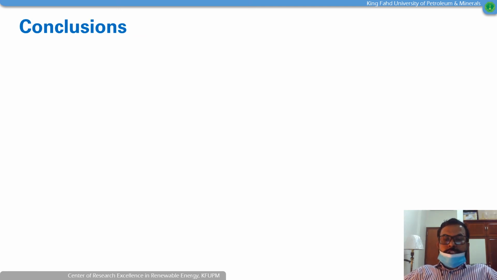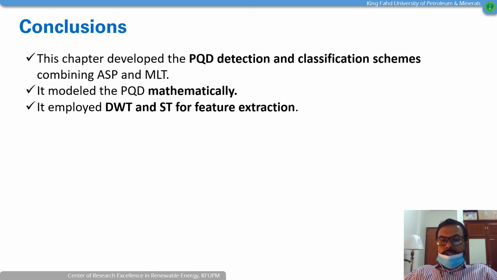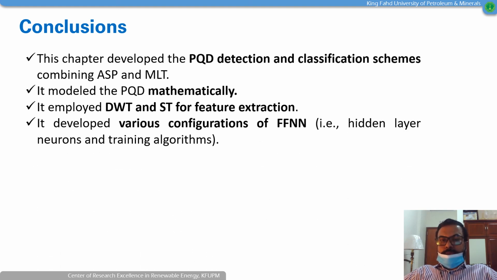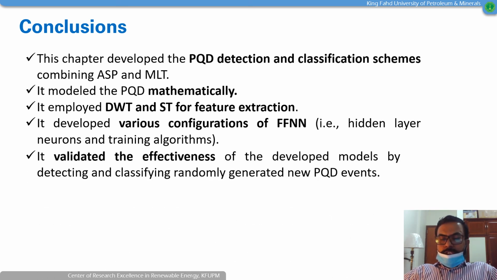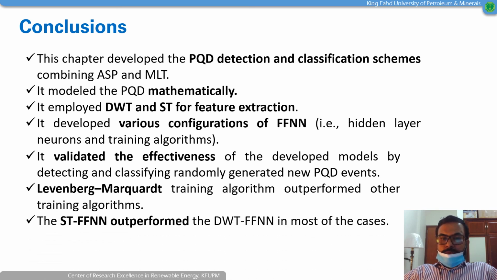The summaries of this chapter are: it developed a power quality disturbances detection and classification scheme combining advanced signal processing and machine learning tools. It modeled the power quality disturbances mathematically. It employed a discrete wavelet transform and a Stockwell transform for feature extraction. It developed various configurations of feed-forward neural networks. This chapter also validated the effectiveness of the developed models. It was observed that the Levenberg Marquardt training algorithm outperformed other training algorithms, as well as the SD-based approach outperformed the DWT-based approach in most of the cases.